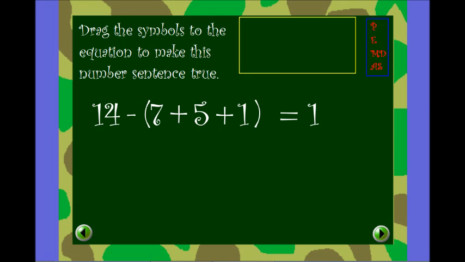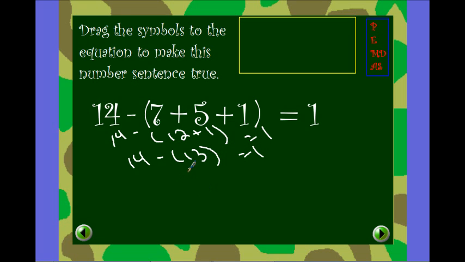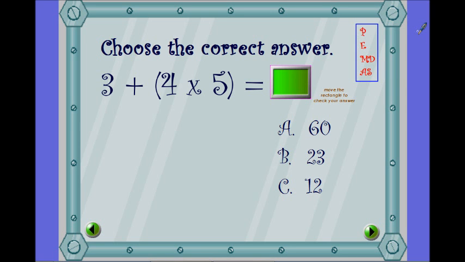So let's take a look. So that's going to be 14 minus 7 plus 5 is 12, plus 1 equals 13. 14 minus, and then still in here we have a 13 equals 1. 14 minus 13 is 1. So we indeed got that correct. Alright, so go ahead and try this, and then we'll see if we got it. So this would be 3 plus 20, so that would be 23.